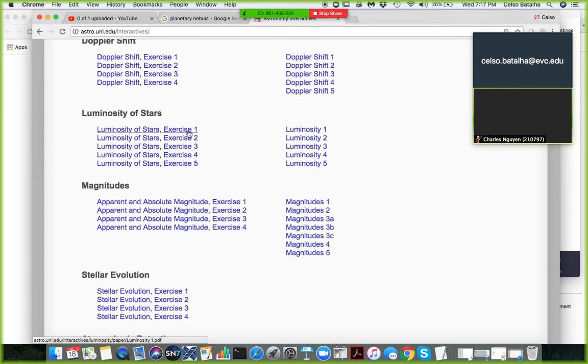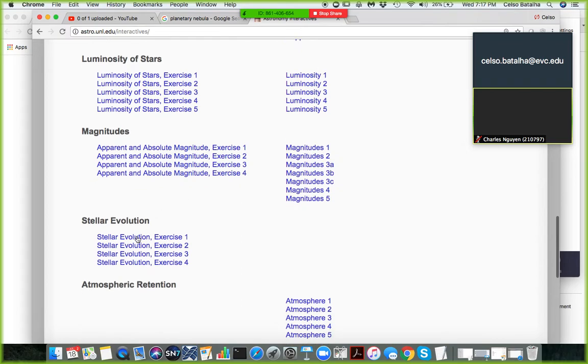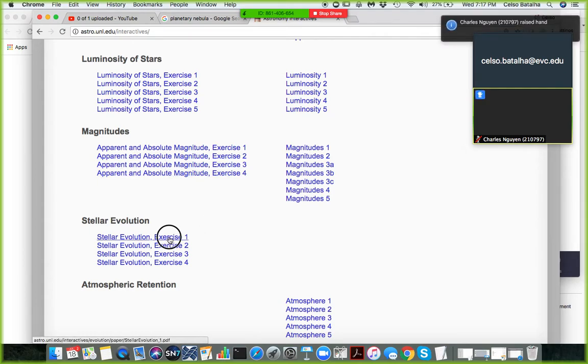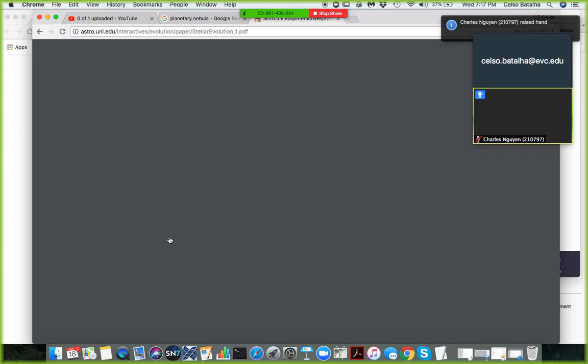What I would like to go through is the stellar evolution exercise. I also recommend doing an exercise on luminosity and apparent magnitude if you have the time. And maybe tomorrow we could go over those exercises as a way to review this subject. But these exercises on stellar evolution are interesting.